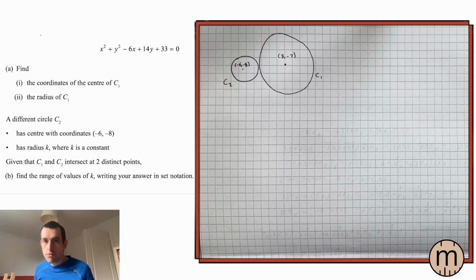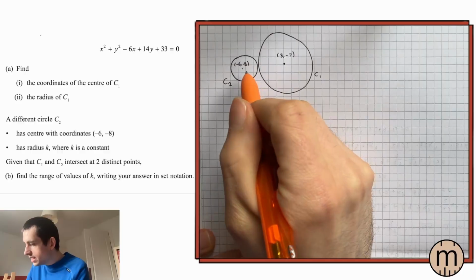So what I've done is I've set up a diagram where k is going to be the smallest possible. The radius here is going to be k.